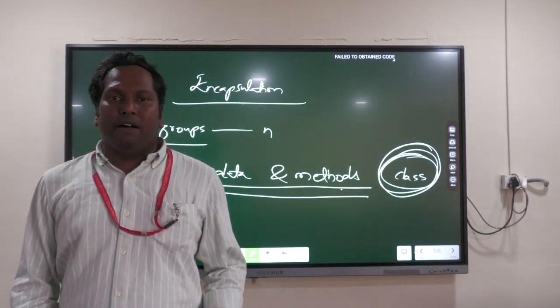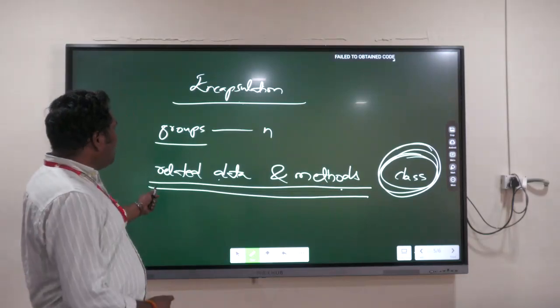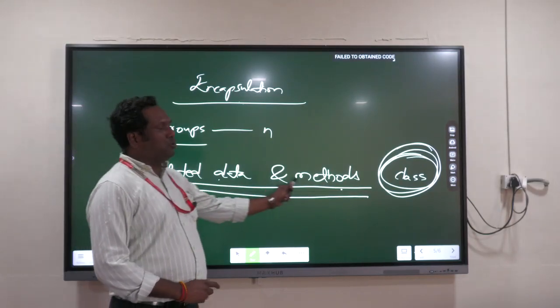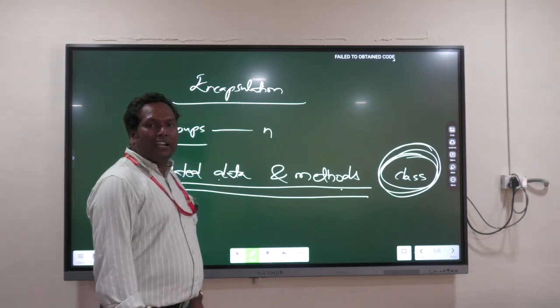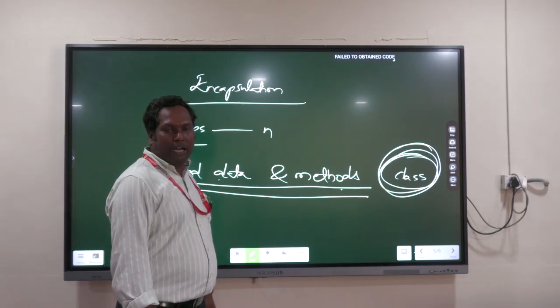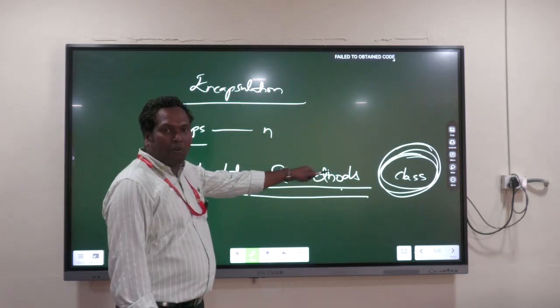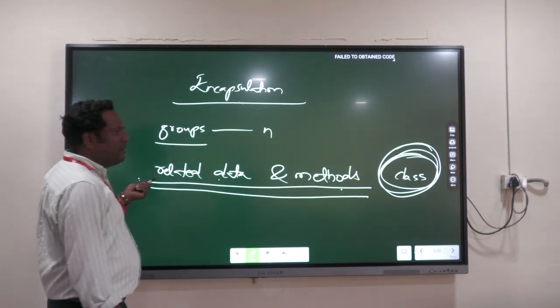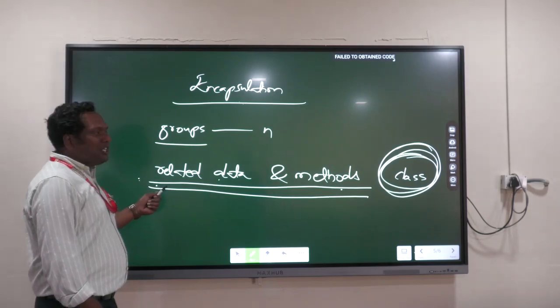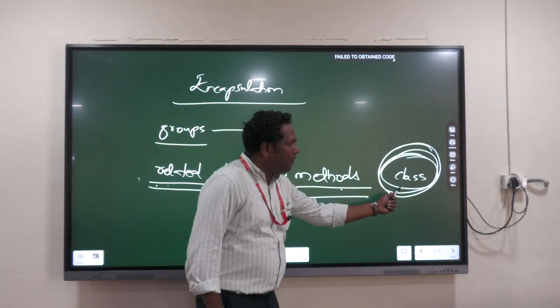What do you mean by binding? Binding is nothing but grouping of related members together. Grouping of related members together will be called as binding. So in the encapsulation concept, we are implementing what? Binding. So encapsulation is going to be implemented with the help of class.